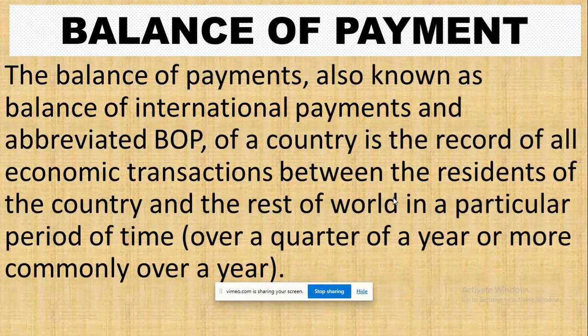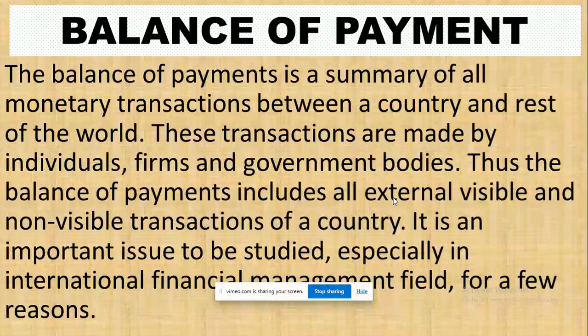So we are talking about the records of economic transactions made by the residents of the country, both indigenous and non-indigenous, as far as they are living in that country. They are called residents of the country, and the rest of the world in a particular period of time, usually measured in a year. So that's what we call balance of payments. We can also describe balance of payment as a summary of all monetary transactions between the country and the rest of the world.